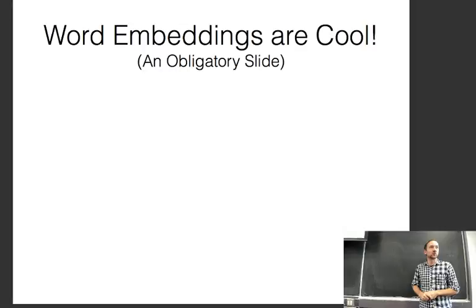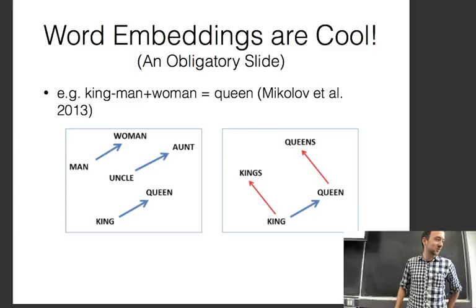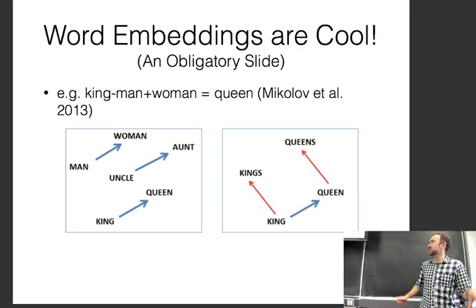So word embeddings are cool. This is the obligatory slide that you have to do whenever you introduce word embeddings. So yay, king minus man plus woman equals queen. This is a slide that probably most people in this class have seen before. But this is really cool, I think. With WordNet, it's not entirely clear whether you would have been able to do something like this. Say, what is the female equivalent of king? Or what is the plural of king? You could maybe do this, but the fact that this just falls out of the data is very interesting, I guess. That's what I just said.